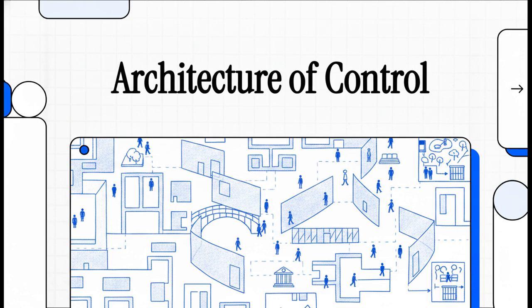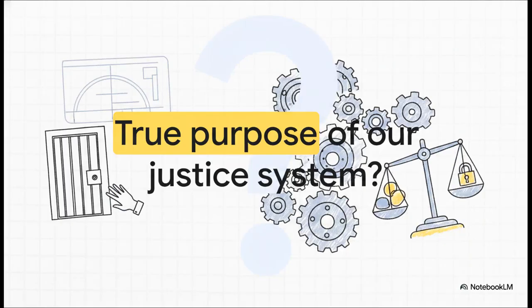And by mapping this out together, we're going to understand exactly how the walls of our societal norms are actually held up. But before we even look at the blueprint itself, we really have to ask ourselves a massive question. What is the true purpose of our justice system? I mean, is it simply to lock people away? Is it to heal them? Or is it something much more structural?